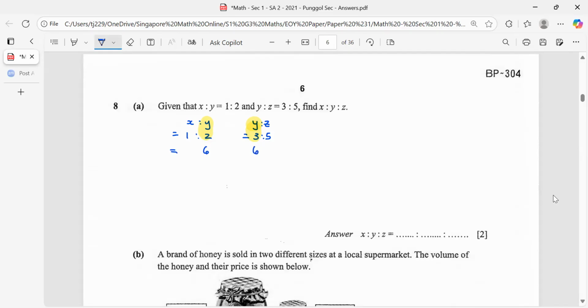Now for the first ratio, from 2 to 6, we need to multiply by 3. And we will do so for x as well. So that gives us 3 to 6. For the second ratio, from 3 to 6, we multiply by 2. And therefore, for z, we also multiply 5 units by 2 to give 10. And therefore, x to y to z will be 3 to 6 to 10.